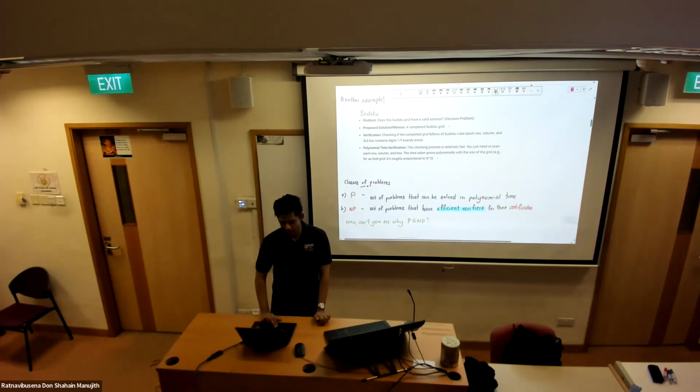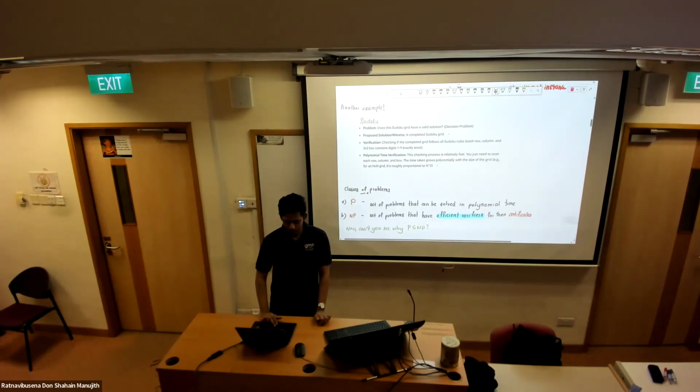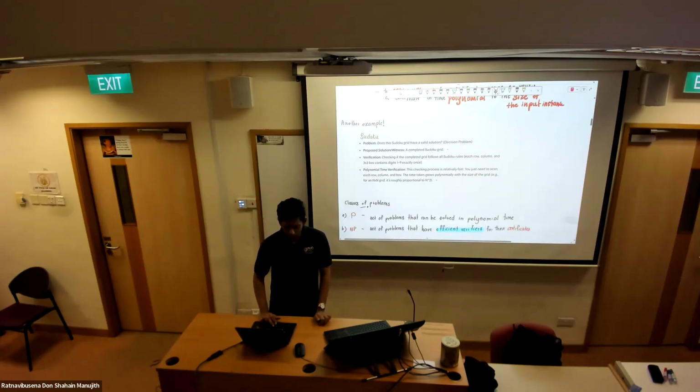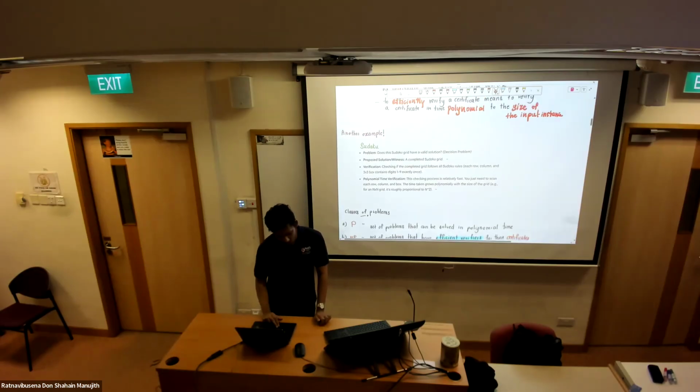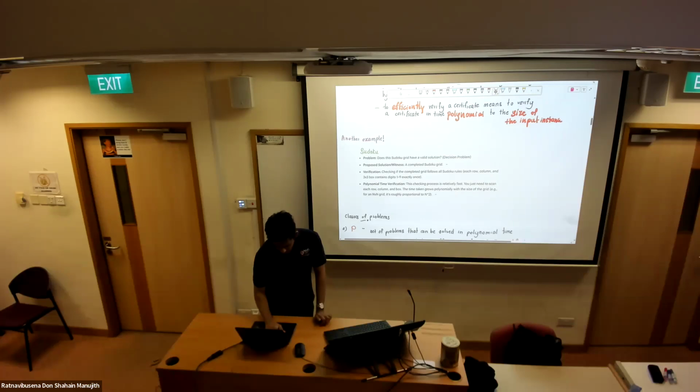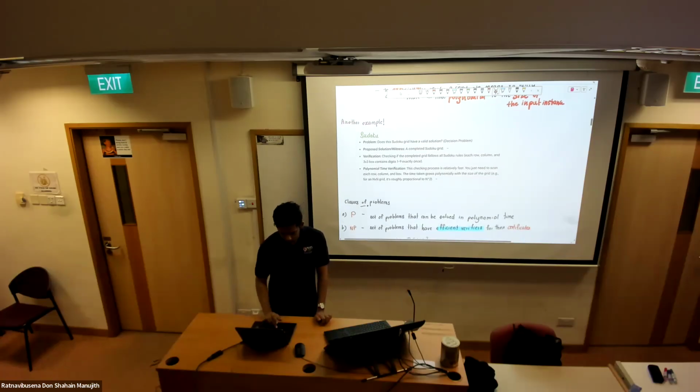Okay, so now we need to also talk about the class of problems. So P. What is the meaning of P? P is what you have been dealing with all the time. The set of problems that can be solved in polynomial time. Essentially that's what P is, right? NP means the set of problems that have efficient verifiers for the certificate. So P means can be solved in polynomial time. NP means can be verified in polynomial time. That's the difference between P and NP.